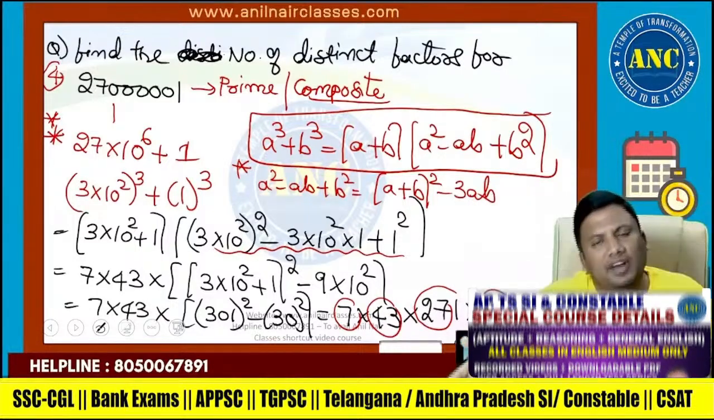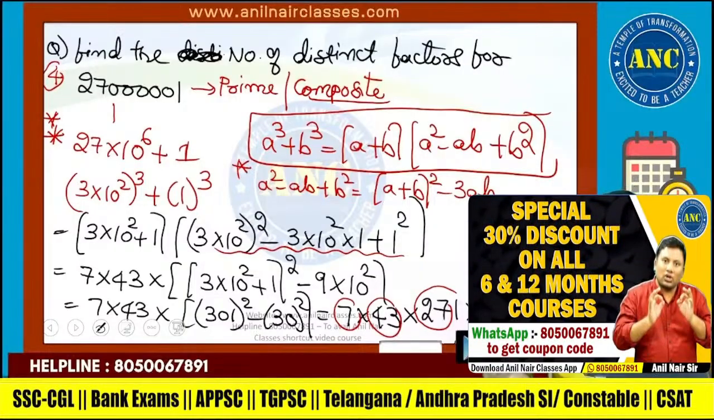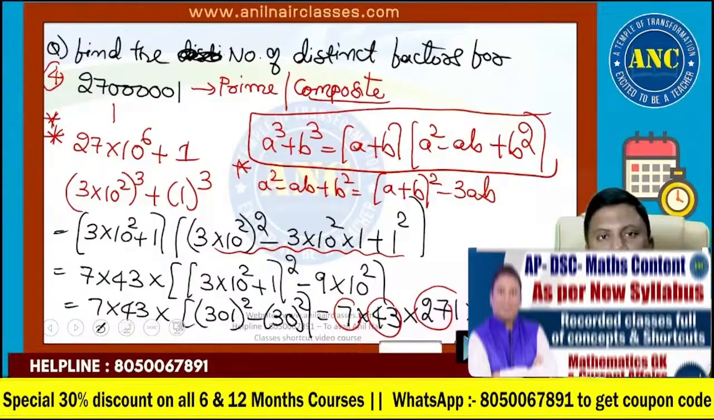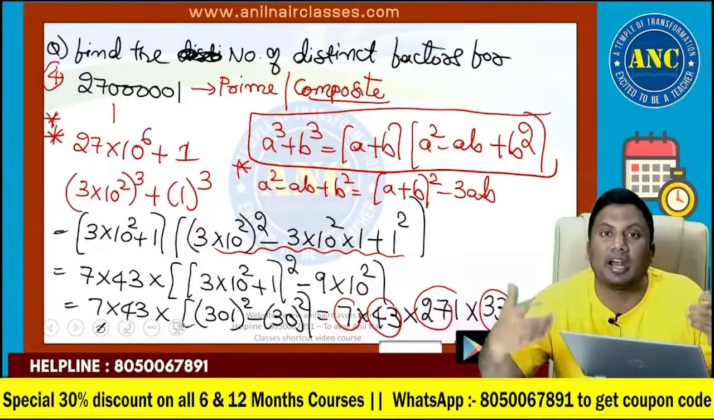Try to find the factors the usual way: find out 2 is not a factor, 3 is not a factor, 5 is not a factor. Divide this by 7. Then again, find out 11 is a factor. Try to solve it without using this method. Then you will see the difference between Anil Nair's way of solving and others' way of solving.